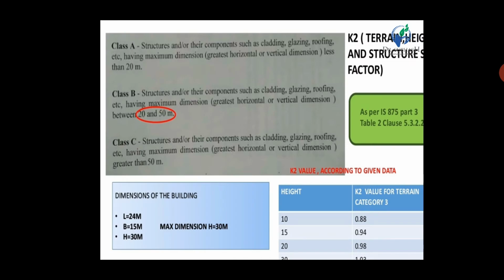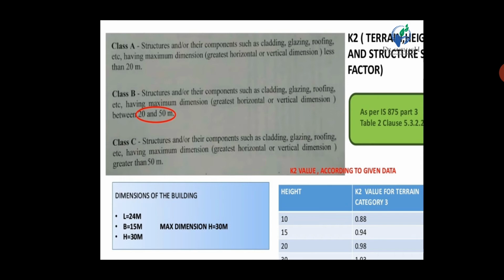Next, K2. K2 is the terrain category and height of structure, given in IS 875 part 3, table 2, clause 5.3.2.2. There are three classes given: class A, class B and class C. If the class is not given, you have to decide it according to height. You can see class A: the structure and its components such as cladding, glazing, roofing, etc.